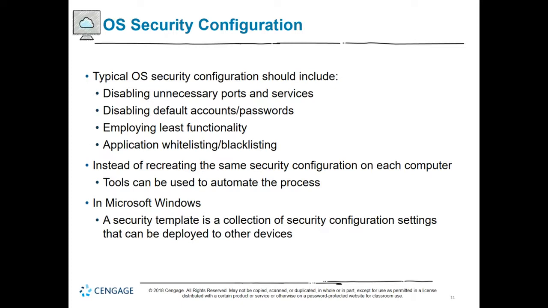So we're saying this is what applications can run, or these are ones that can never run on this device. Now we can also have tools that will automate this process, so we don't have to go in and reset and reconfigure these settings on each device. So Microsoft Windows, for example, you have a security template. It's a collection of security configuration settings to be deployed to other devices.